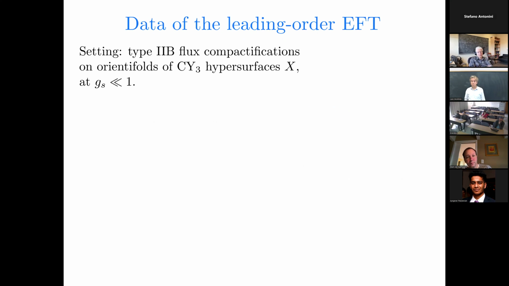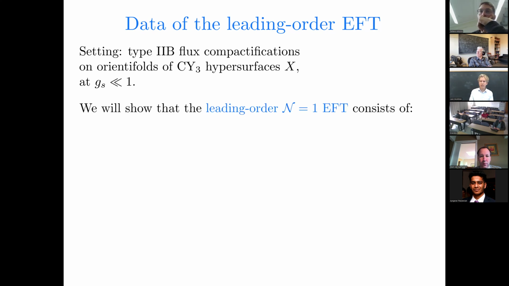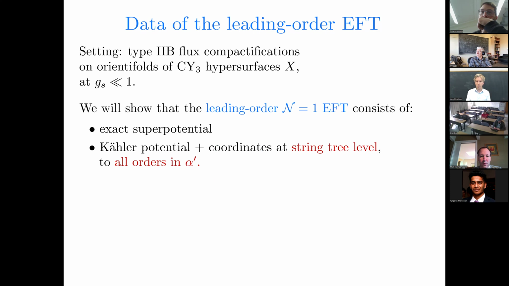We're going to do this in type IIB string theory in flux compactifications on orientifolds of Calabi-Yau threefold hypersurfaces at weak string coupling. And I don't want to introduce full notation for the various moduli fields in this setting and write out the EFT in great detail. Of course, we do that in the paper. Let me try and give the overview picture of this setting. What we're going to show is that the leading order supersymmetric EFT in our setting consists of the following things: the exact superpotential, or practically exact, the Kähler potential and the Kähler coordinates at string tree level, so on the sphere, but to all orders in alpha prime.